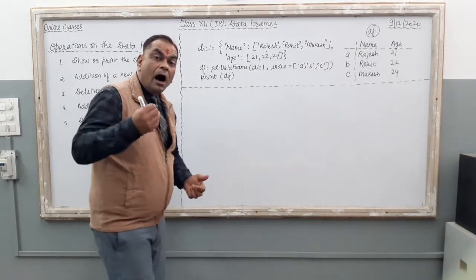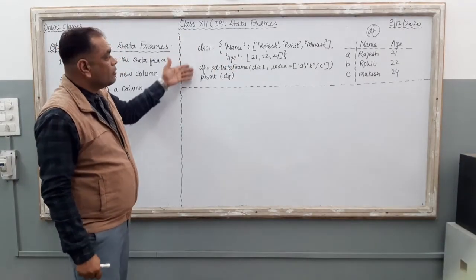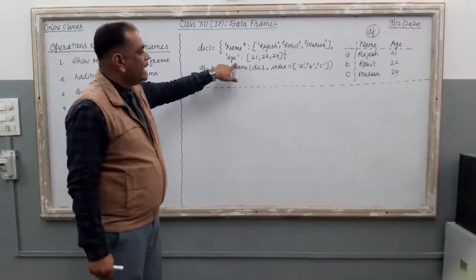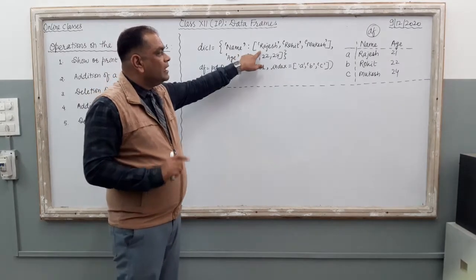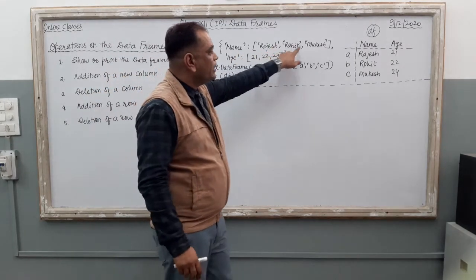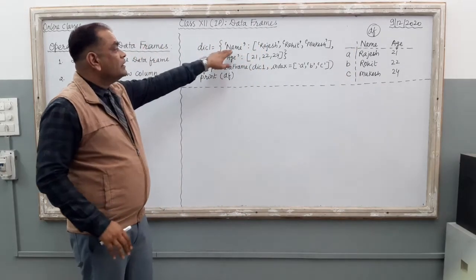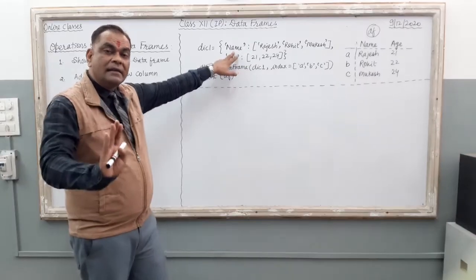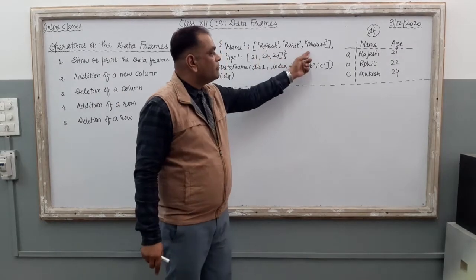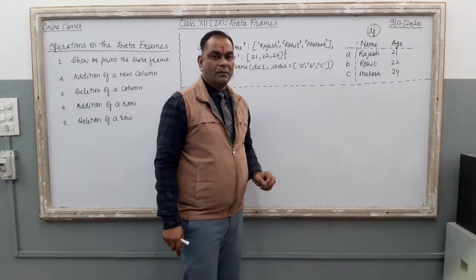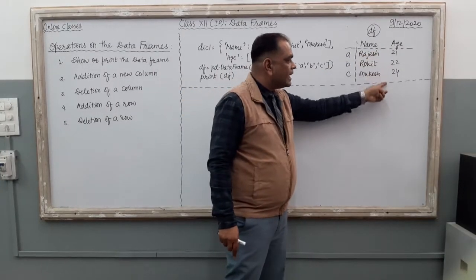Now if you want to know how I created this data frame, just see the coding. dic1 equal to name, age. Two different data items are there in this dictionary. Name contains a list of names: Rajesh, Rohit, Mukesh. You know that the key of the dictionary is treated as the column of our data frame. So name is the first column, and these values are there in the first column. Age is the second column, 21, 22, 24, these values are there in the second column, right?